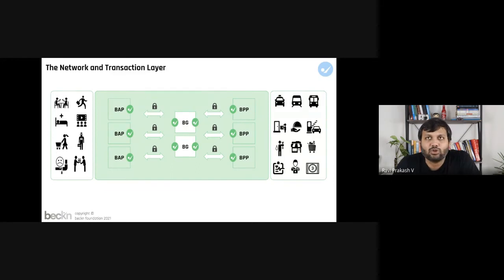This also allows creation of things like smart ledgers, which allow easy auditability and settlement at a later point in time, right? So these are the three layers of the transaction network.